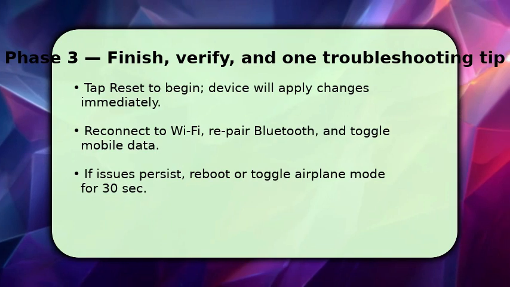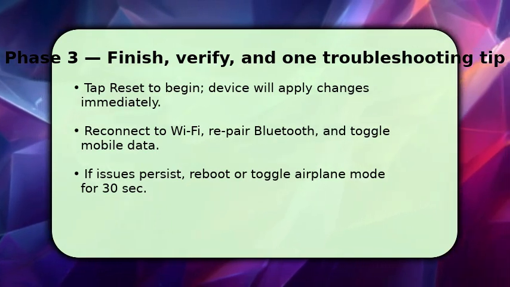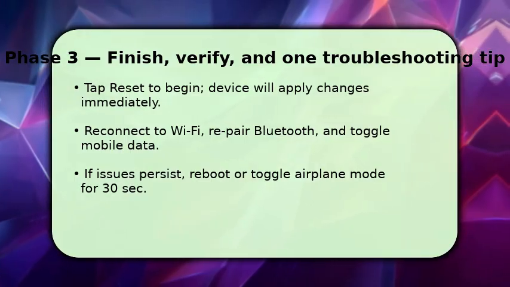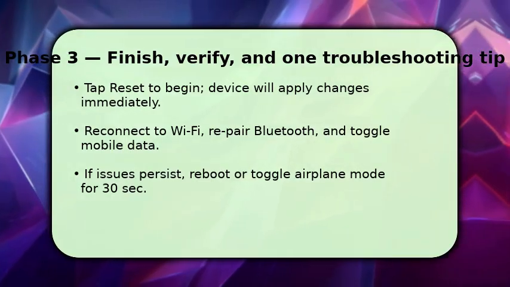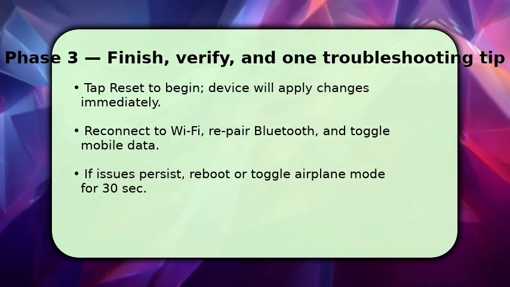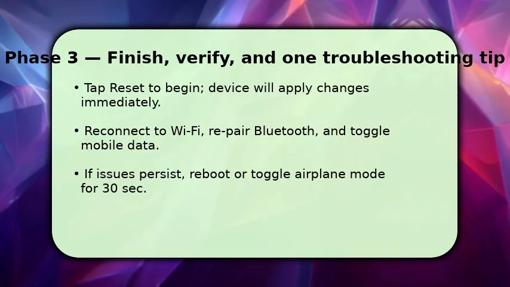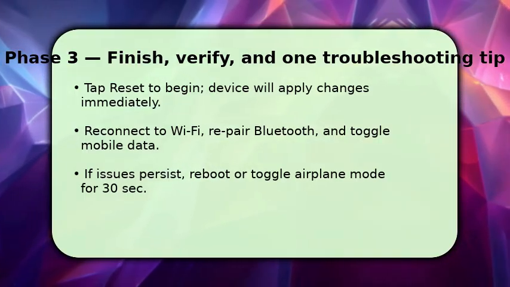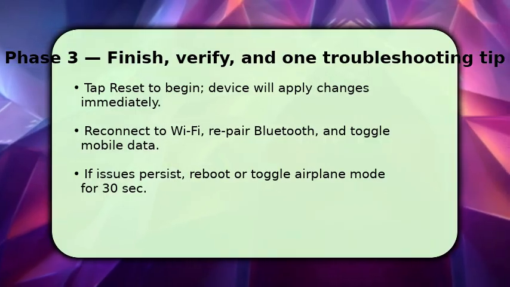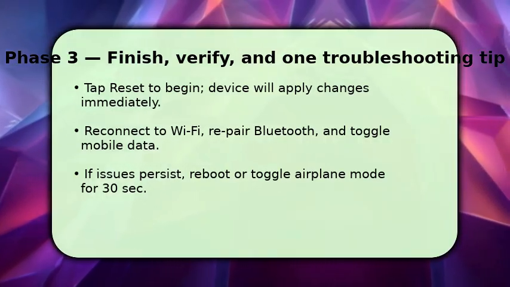Once done, reconnect to your Wi-Fi networks by selecting the SSID and entering the password, re-pair Bluetooth devices, and verify mobile data is functioning. If a connection still fails, reboot the phone and, if needed, toggle airplane mode on for 30 seconds then off. If problems persist, one key troubleshooting step is to check APN settings with your carrier. Make sure values match their public settings.